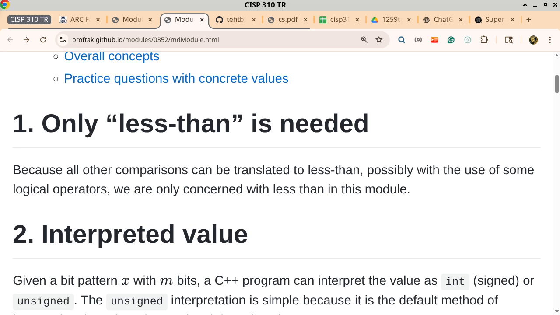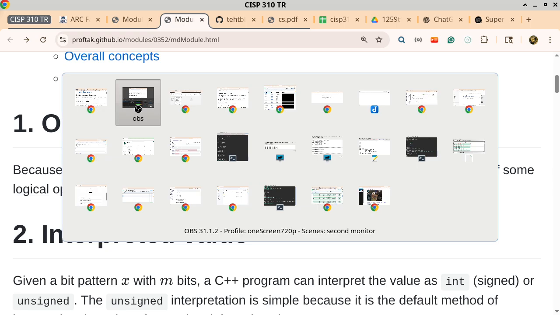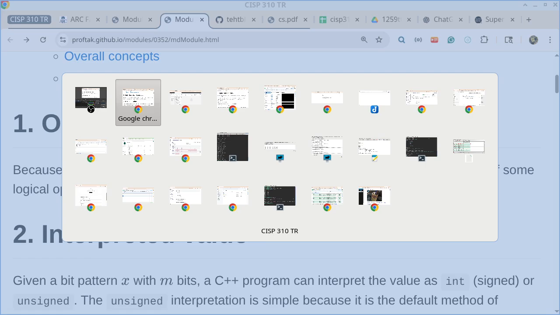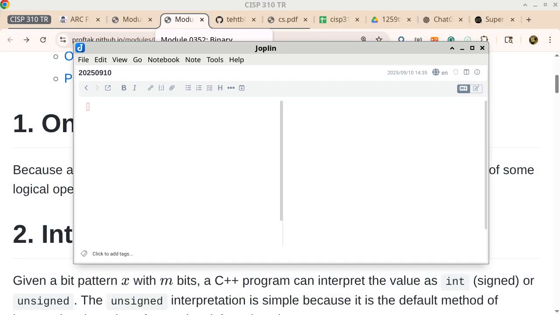Binary comparison starts with a little section that talks about how only less than is needed. This is because with only less than, we can actually figure out all of the other comparisons. And to illustrate that, oh, I can do this.